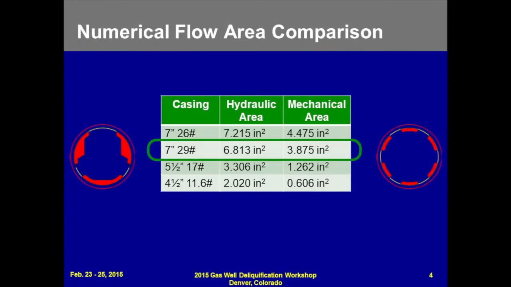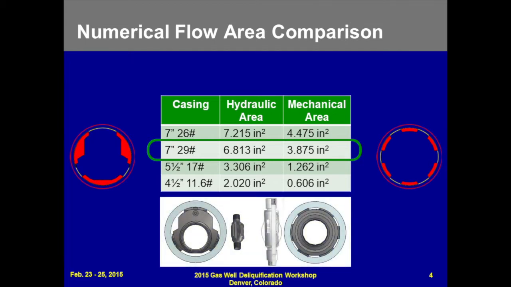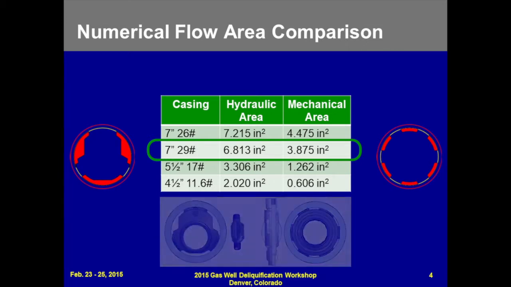This talk is about comparing flow areas in the tubing to casing annulus. On the left and right here, we have the profile of that flow path through the tubing to casing annulus around the anchors. On the left is the hydraulic, and on the right is the mechanical tubing anchor. The table in the middle shows a numeric comparison of the cross-sectional areas that are highlighted on the left and right. In this particular talk, we're going to use scaled models. Those scaled models were all based on the 7-inch, 29-pound casing highlighted here in green.